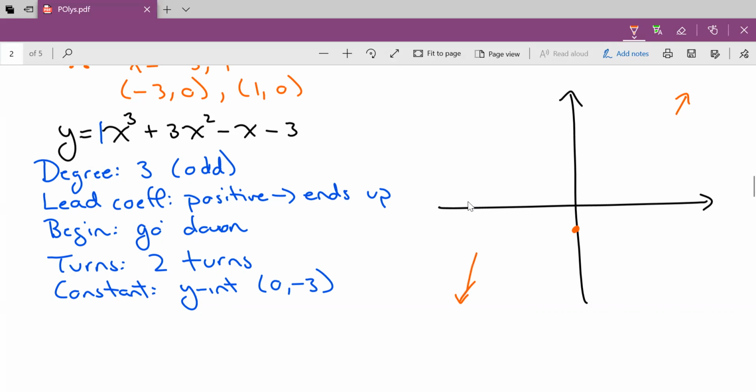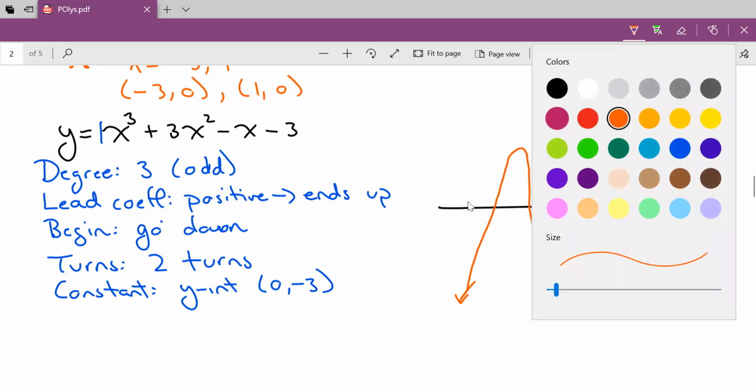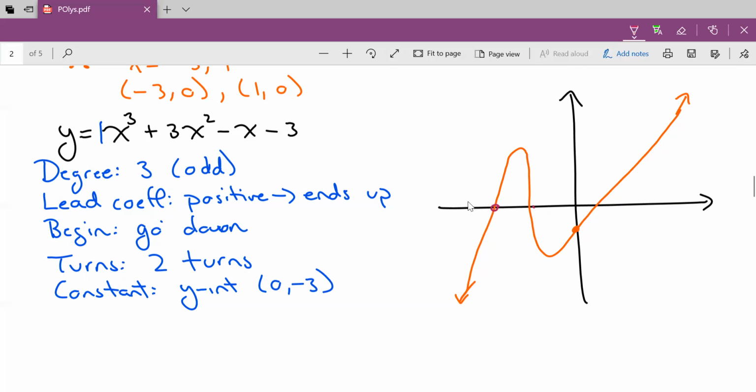I need to come up. I'm going to have to turn around somewhere. And I'm going to have to turn back around and go through that y-intercept. Maybe it looks just like that. Okay, again, my graph isn't perfect. That's not what I'm shooting for at this moment. At this moment, I'm trying to get the general shape of my graph. Okay, what about our x-intercepts? It looks like we should have 3 of them.